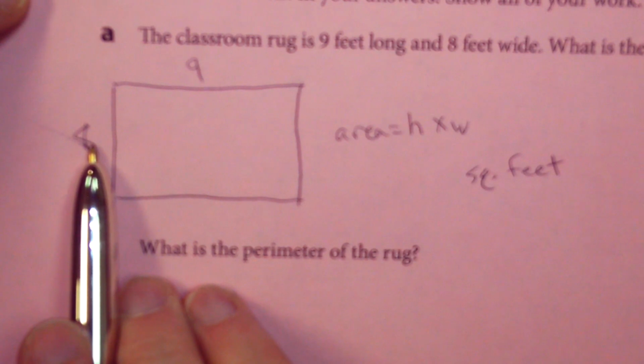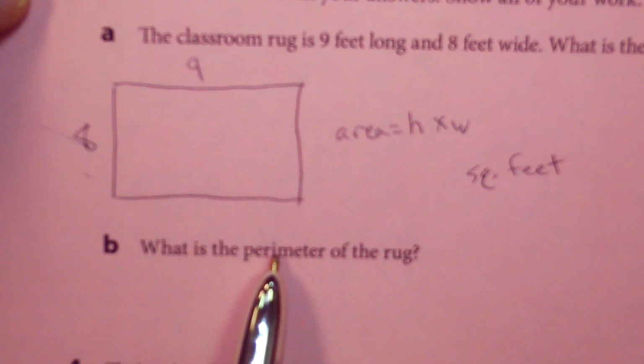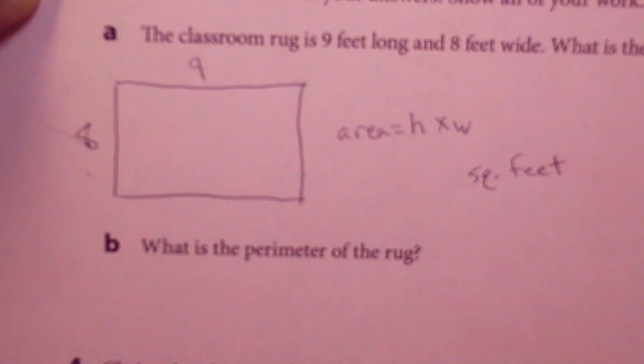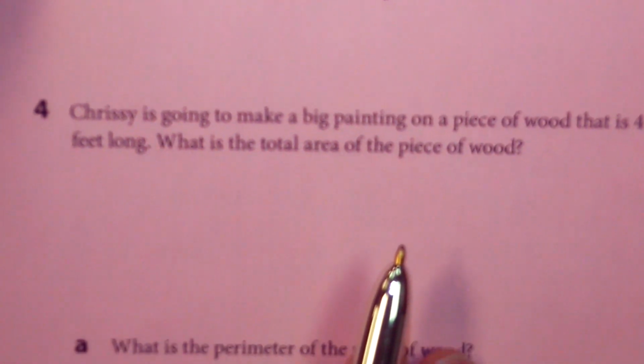Perimeter, it's the same shape, right? Perimeter is distance around, so make sure you do your 8 plus your 9 plus your 8 plus your 9, and don't forget that you're measuring feet.